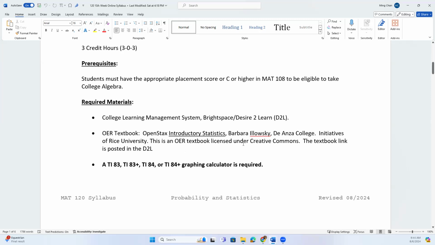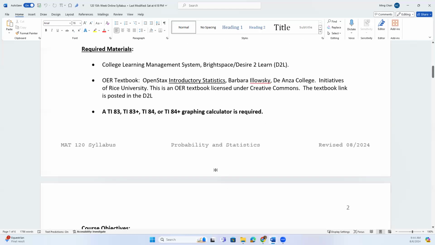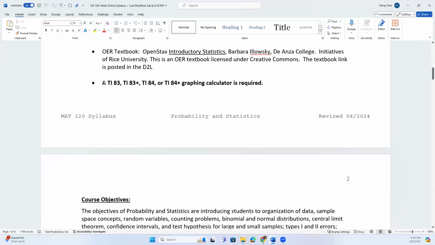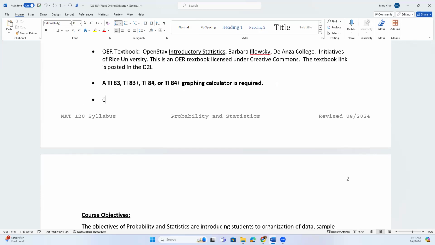However, a graphing calculator is required. I actually do use a lot of graphing calculator in the lecture videos. So make sure you get a graphing calculator. If you do not have one, see if your family and friends have one. If not, there is an app that comes very close to an actual graphing calculator.